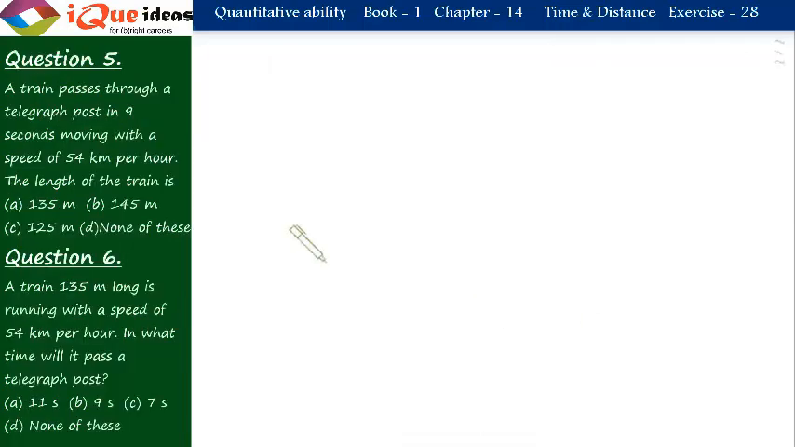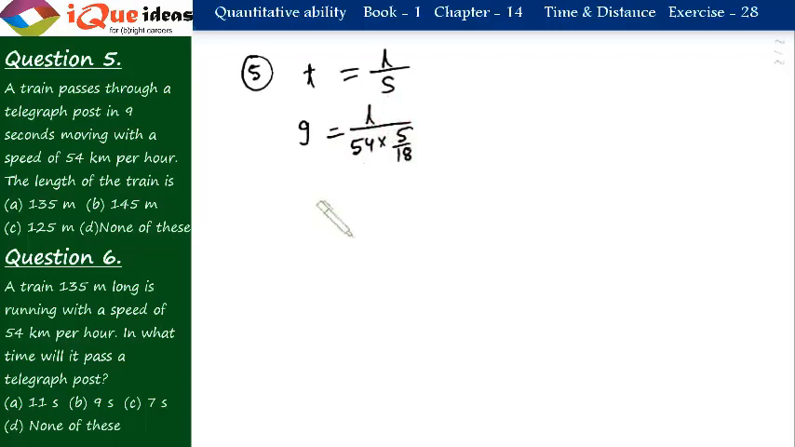Now let's take up the next question, question number 5. It says a train passes through a telegraph post. Now telegraph post is supposed to be a point, right? It's taken to be a point. So the time taken to cross the telegraph post will be length of the train divided by speed of the train, right? Now time is given as 9 seconds. Length of the train is L, we have to calculate, and speed of the train is 54 kilometers per hour. So multiply by 5 by 18 to make it meter per second.